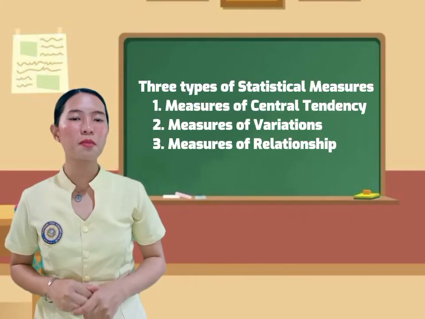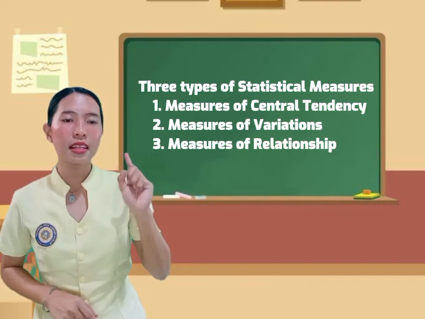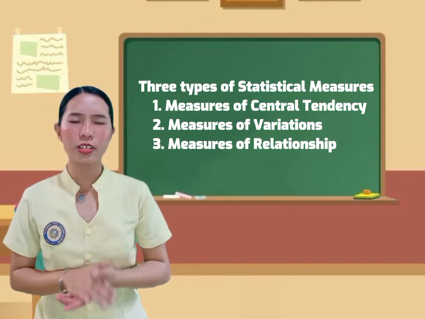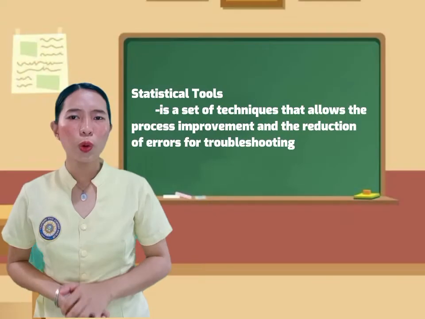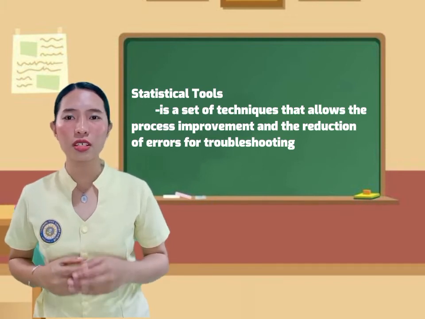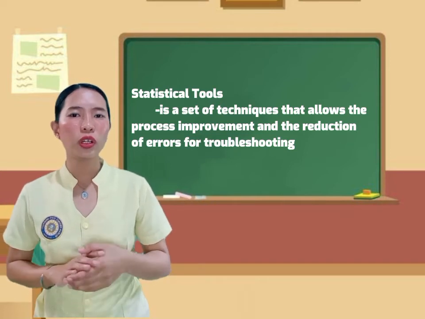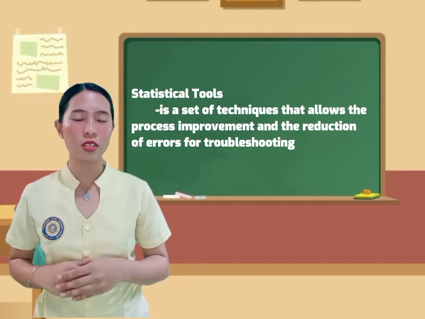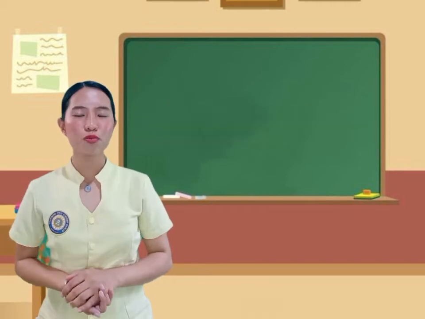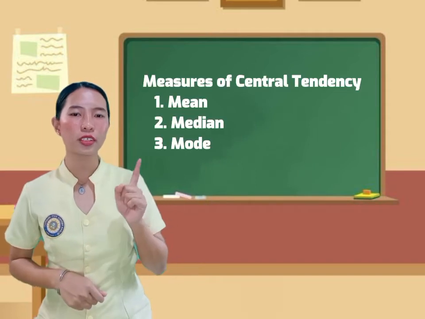We have three types of statistical measures. These are the measure of central tendency, the measure of variation, and the measure of relationship. But what do you mean first by statistical tools? When we say statistical tool, it is a set of techniques that allow the process of improvement and the reduction of error for troubleshooting. When carrying out meaningful comparison among sets of test scores, a statistical tool is needed. Let's proceed to the first measure of a statistical tool, which is the measure of central tendency.